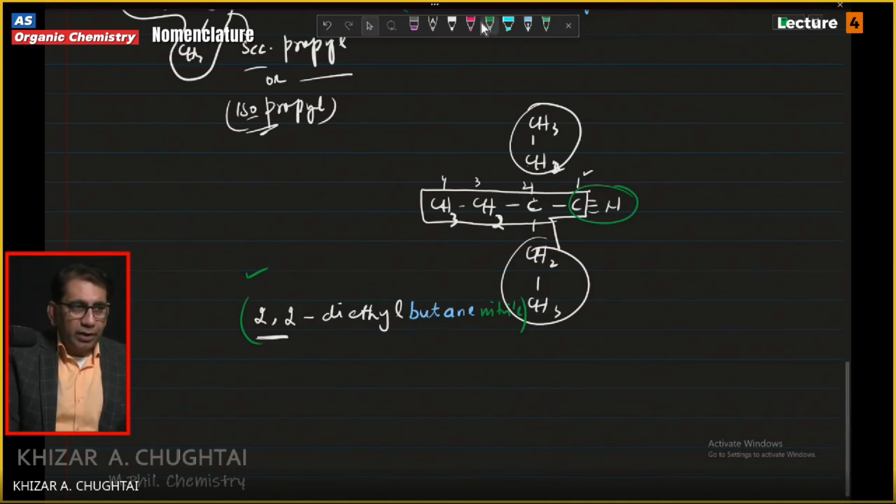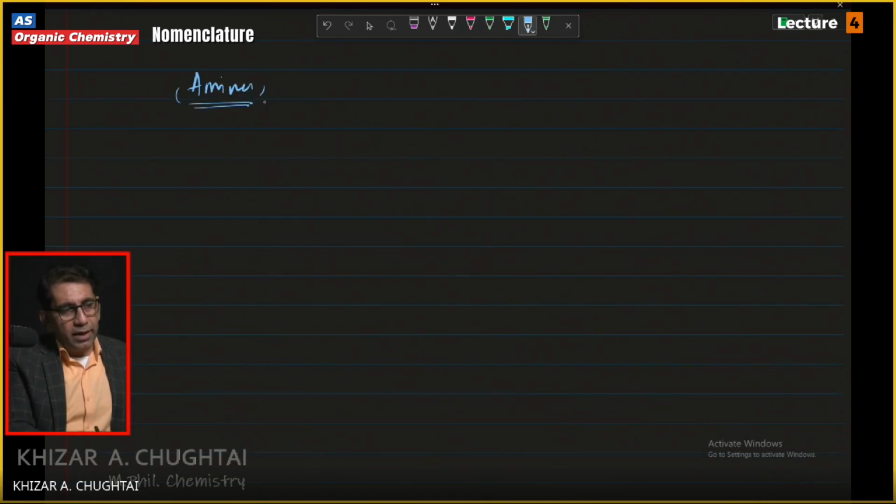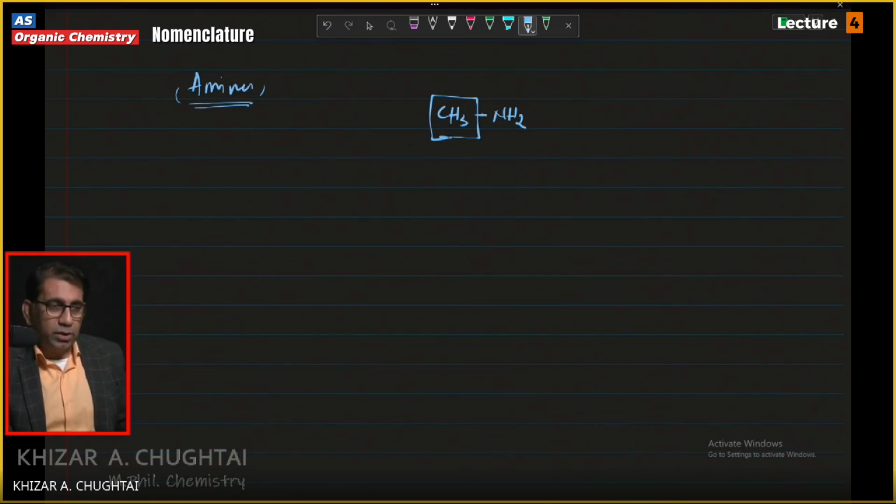The last one, as far as your syllabus is concerned, is basically amines, or you can say the primary amines. So I'm going to tell you the primary amines. The basic theme is quite similar. For example, CH3NH2. This is the smallest primary amine. So select the longest chain. There is only one carbon, so there is no branch, no possibility of a branch, and there is an NH2 group.